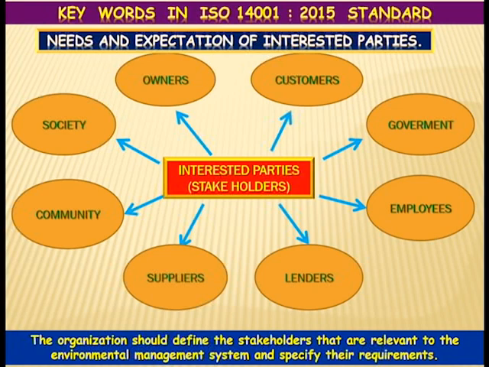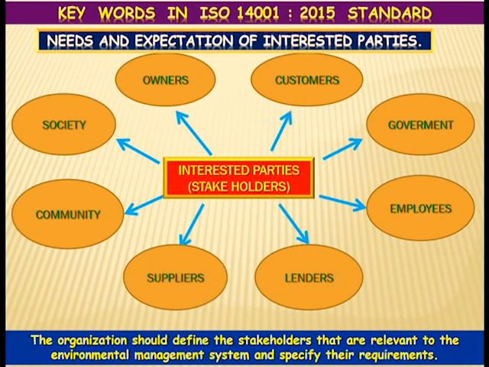Let's see who the interested parties are. Interested parties means all the stakeholders of the company. It comprises the shareholders of the company, customers, government officials, employees, moneylenders, suppliers, community and society. First, we need to understand what are the needs and expectations of these interested parties relevant to environment and ensure that we conduct our business activities in line with their needs and expectations to satisfy them.